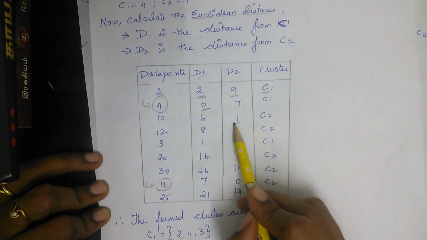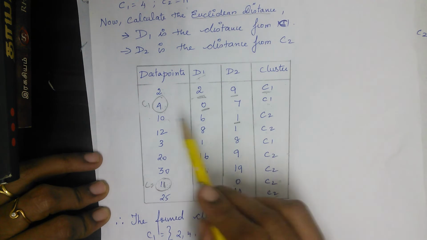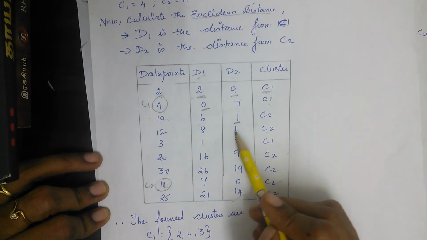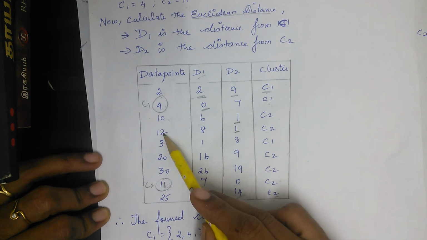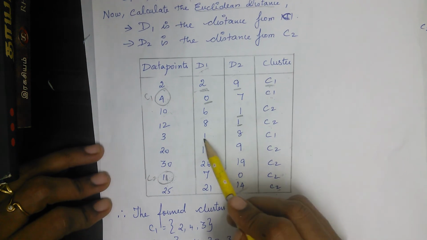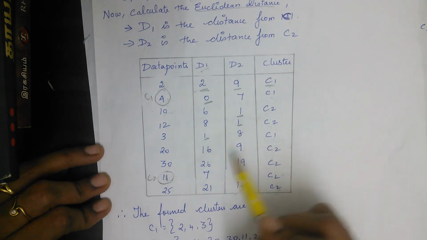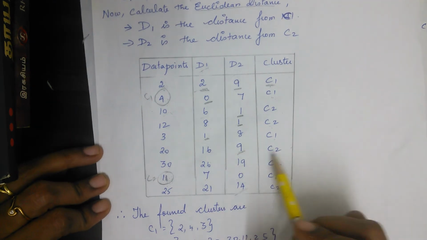And see here, d2 is smaller, so my data point 10 is going to fall into C2. Here d2 is smaller, so my data point 12 is going to fall into C2. Here d1 is smaller, so it's going to fall into C1. And here d2 is smaller, so 20 is going to fall into C2.